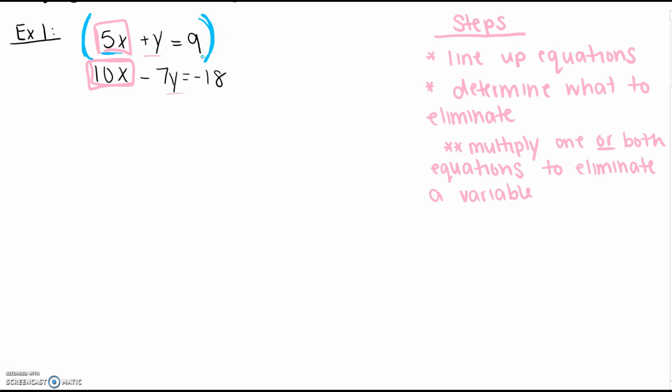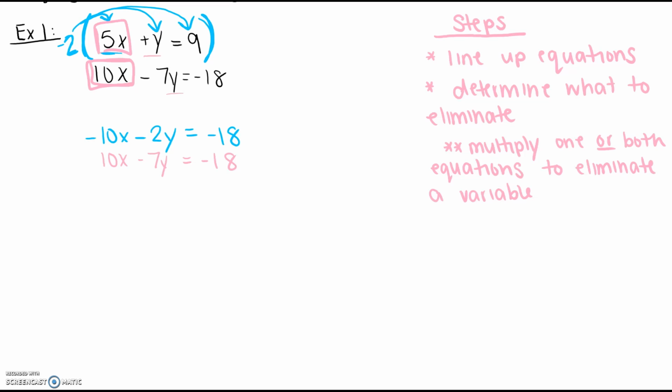So I'm actually going to multiply it by a -2 so that I add my equations instead of subtracting. So I'm going to do -2 times 5x, and I get -10x. -2 times y is -2y equals, now this is the part that students mess up, you also have to multiply it by the 9. So -2 times 9 is -18. Now I'm just going to bring down what I had in my second equation. So I've got a positive 10x minus 7y equals -18.